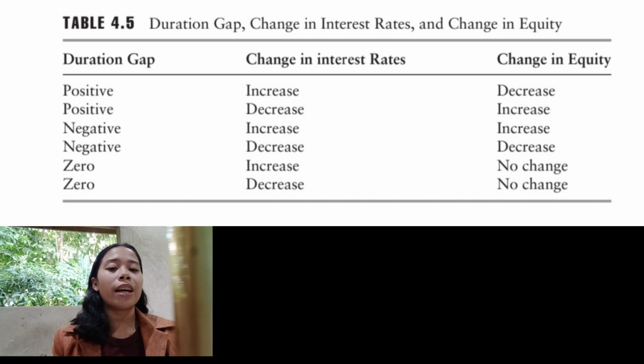This table summarizes how the duration gap and changes in market rates of interest have an impact on a bank's equity. If the duration gap is positive and interest rates increase, the value of the equity will decline. Conversely, if the duration gap is positive and interest rates decrease, the value of the equity will increase. When the duration gap is negative, an increase in interest rates results in an increase in equity, while a decrease in rates results in a decrease in equity.